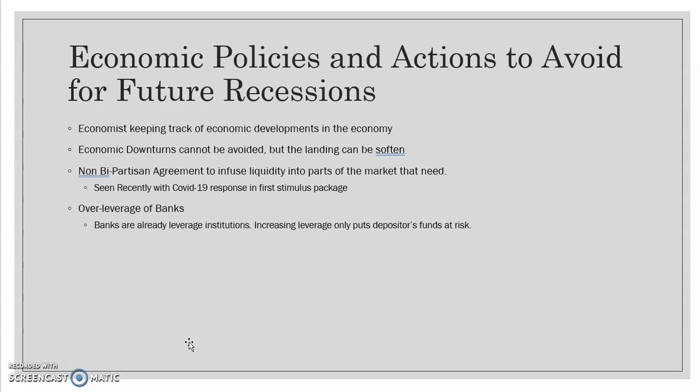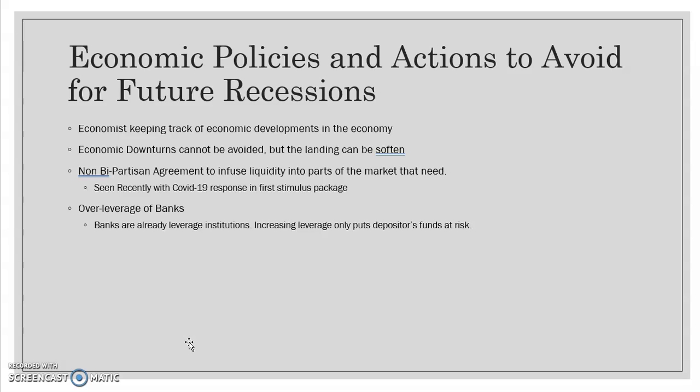We can do this by keeping track of what's going on in the economy and developments, catching warning signs early. We can also have bipartisan agreement, when there is a crisis, on injecting liquidity into the parts of the market and areas of the economy that need it, and that did happen with COVID-19, high unemployment, people not working, when billions or almost trillions worth of stimulus were sent out for unemployment.